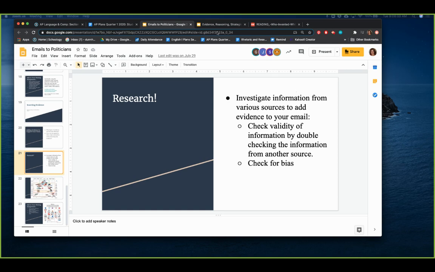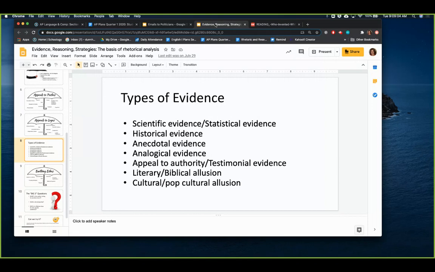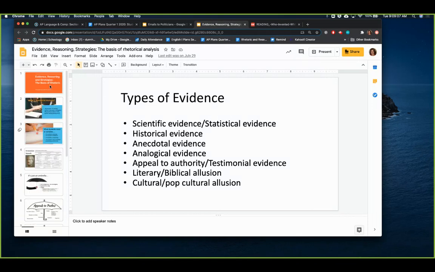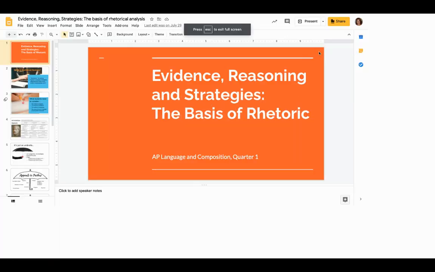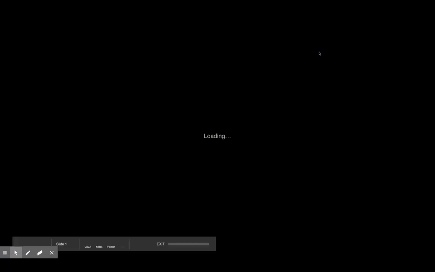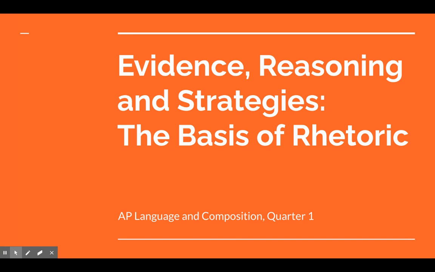Okay, today we are going to talk about evidence, reasoning, and strategies, and how authors use evidence, reasoning, and strategies in order to make their rhetoric and their writing effective. So, when we talk about rhetorical analysis, once again, it is the first task that you're going to be using in AP Language and Composition.